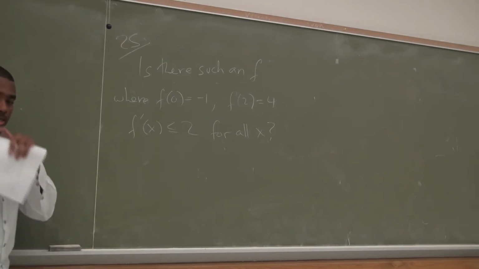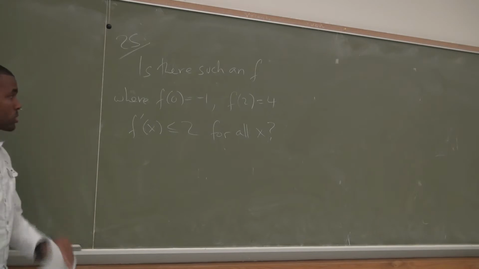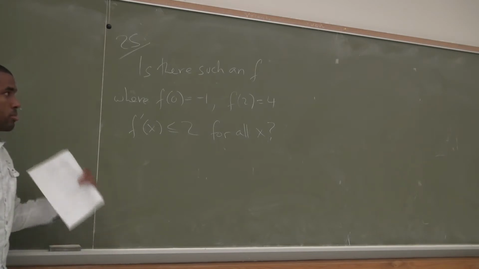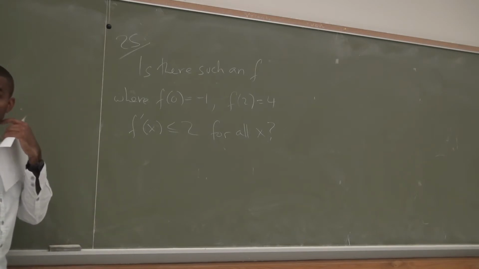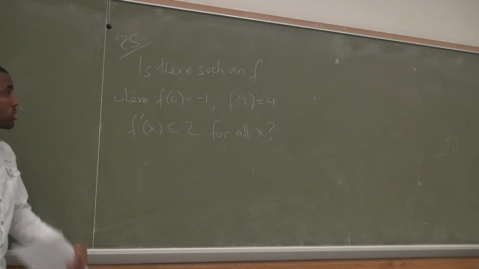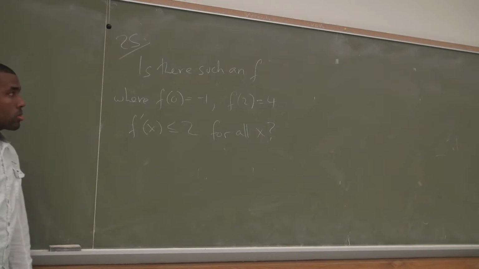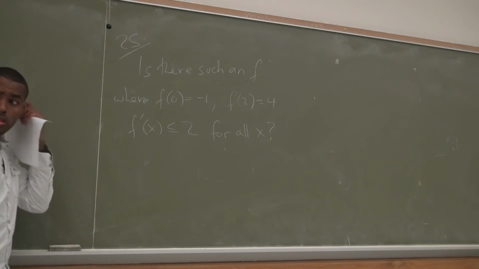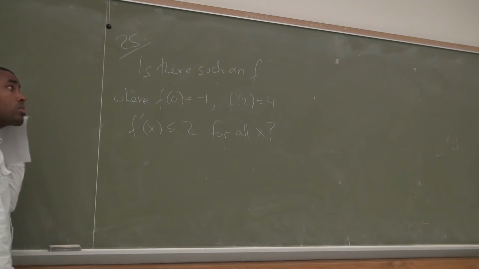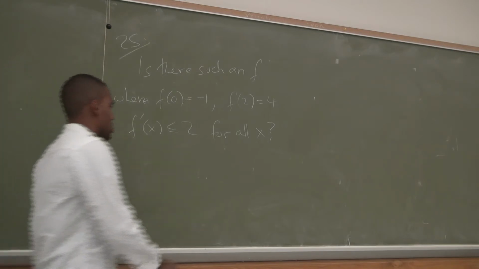Ideas for how to do this one? We'll just try. How have you applied the mean value theorem? Professor, I did this the other way, without using the mean value theorem. Because you know 0 is x1, and f of 2 is x2. And negative 1 is y1 and 4 is y2. And I just found the slope and compared that.